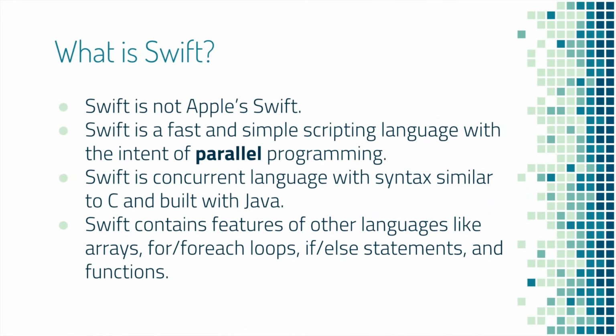Now, what exactly is Swift? Although the name Swift suggests that it's Apple's programming language, the Swift that we are referring to is a fast and simple scripting language with the intent of parallel programming. Swift is a scripting language which is built from Java, but uses syntax that is similar to C and C++. Swift also shares common features with other programming languages, such as loops and conditional statements and built-in arrays.